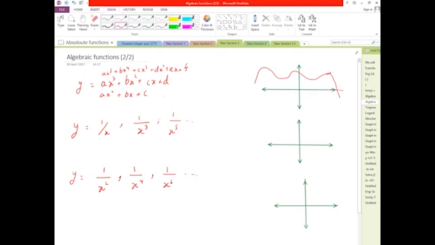1 by x to the power n, where n is odd, the graph will be of this form. And 1 by x to the power n, where n is even, the graph will be of this form. Sorry, my bad. The graph will be of this form. So all these graphs you should know. So these are polynomial functions.